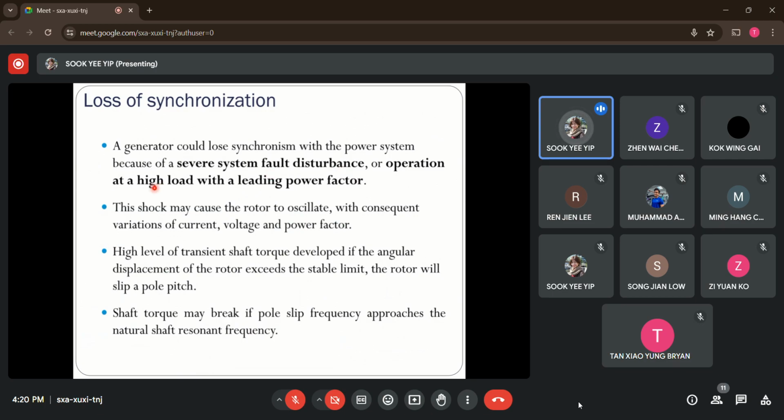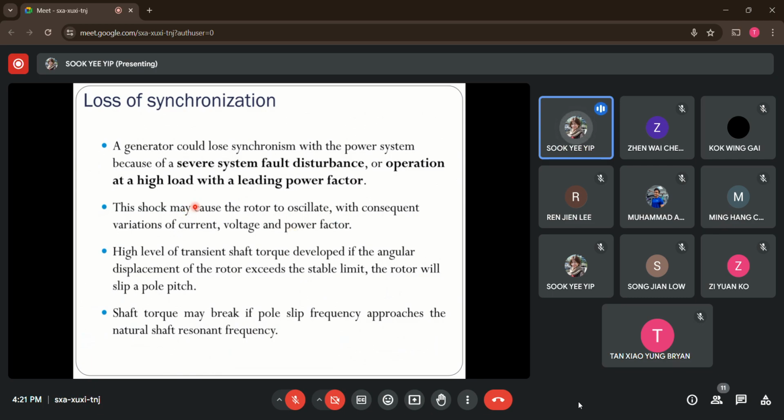Meanwhile, it can also happen if the generator is operating under high loads with leading power factors, which is with capacitive loads. This disturbance usually happens on extra high voltage systems. In such a case, it will cause the rotor to start to oscillate, with huge variations of voltage, currents, as well as power factor. So we have rapid changes of these values, and that's how it loses its synchronism.